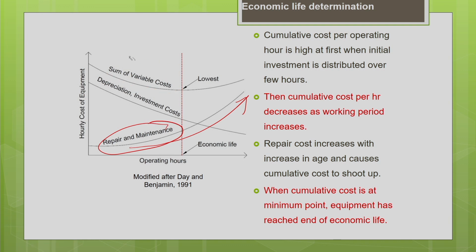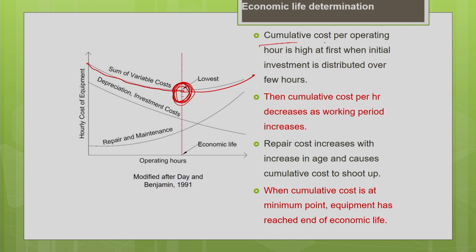If you see the total cost curve, initially it is high, then it reduces, reaches a minimum point, then it again starts increasing. This is your economic point, the minimum point. This is the economic life of the machine. You are supposed to replace the machine at the end of this time. That is what is explained here.